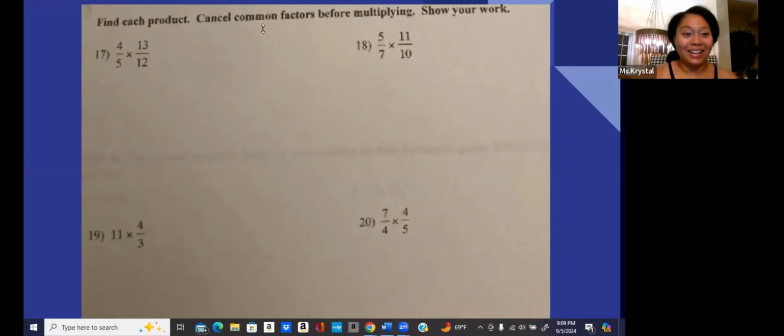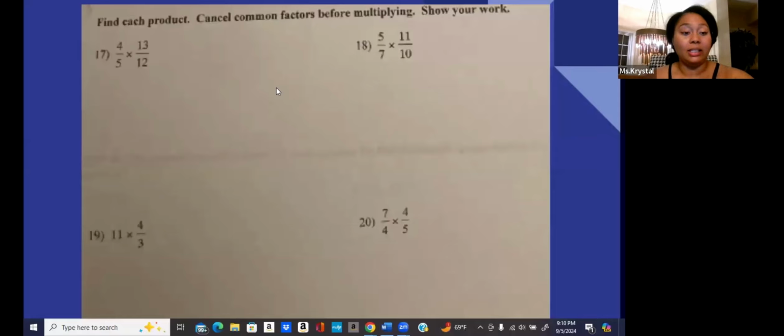And let's get started. So the first one, or the first four, it's asking us to find each product, which is multiplication, and it says cancel common factors before multiplying and show your work. So we're going to use some cancellation that's going to really help us, which is a little tricky.